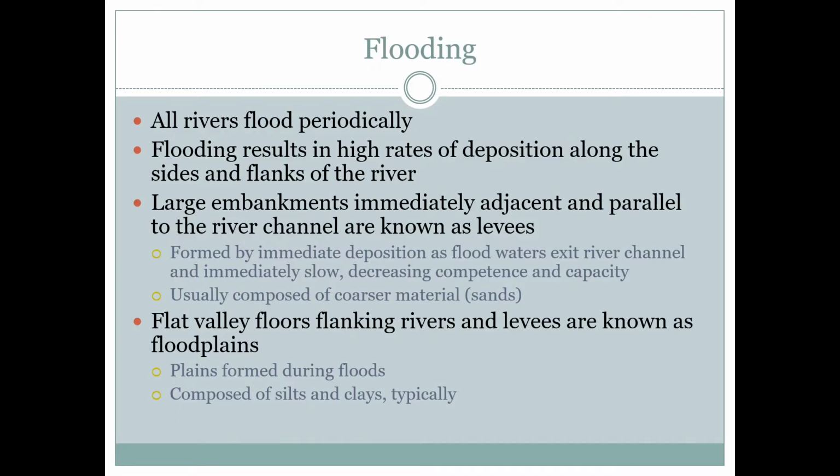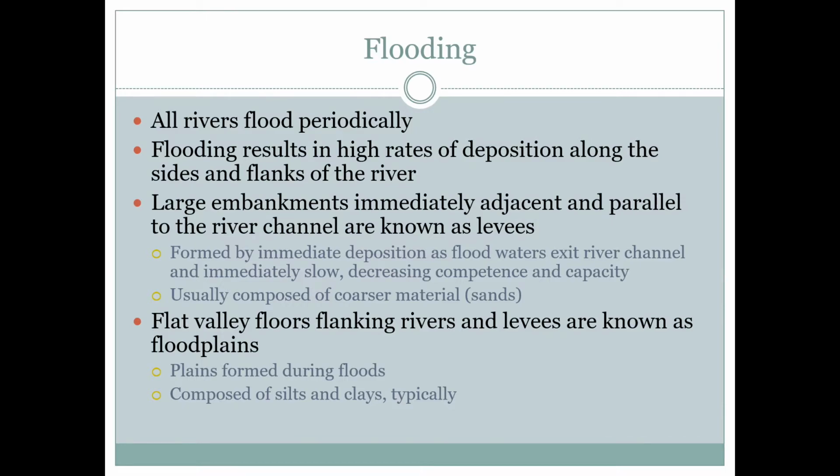So when it comes to flooding, all rivers flood periodically. All of them do. Flooding results in high rates of deposition along the sides and flanks of a river. Imagine the water is in the channel of a stream or river, and it's flowing pretty fast because the flooding stage is occurring. But then it goes up over the edge of the river channel and flows out into the river valley. Well, the velocity of that water is going to decrease immediately when it leaves that channel, right? And when it does that, it's going to deposit a lot of its stuff.